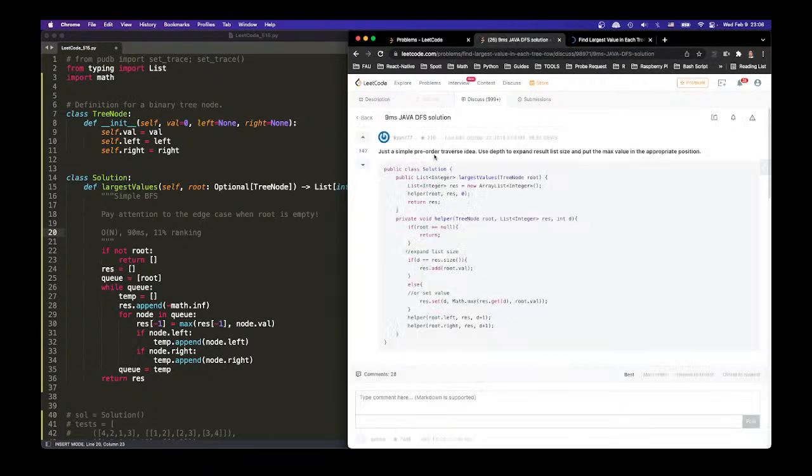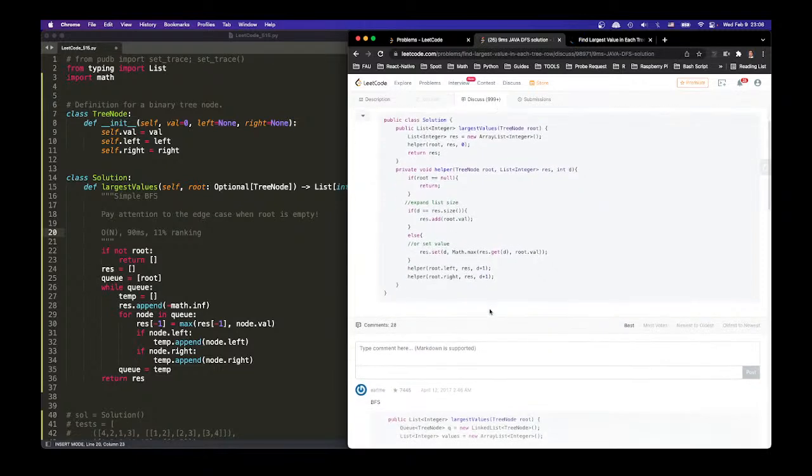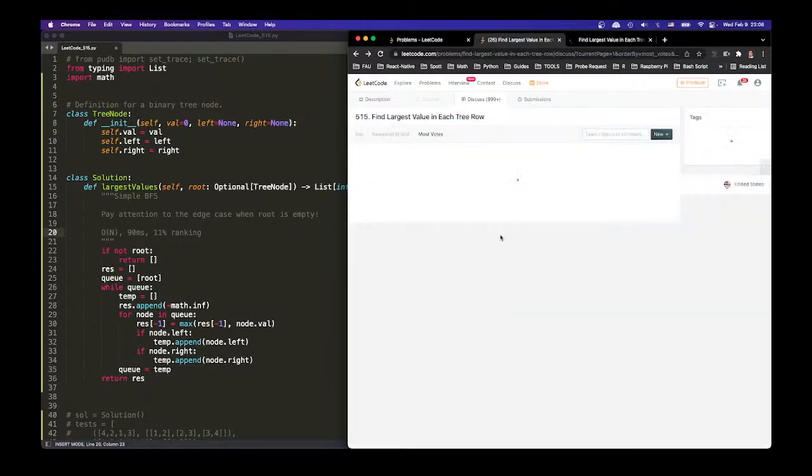How do you do DFS? Oh, I see. Yes, yes. Each time you reach a new depth, you append to the array. And then every time you reach the same depth, you just update it. Yep, DFS can work.